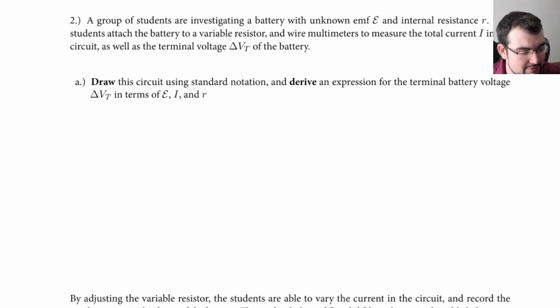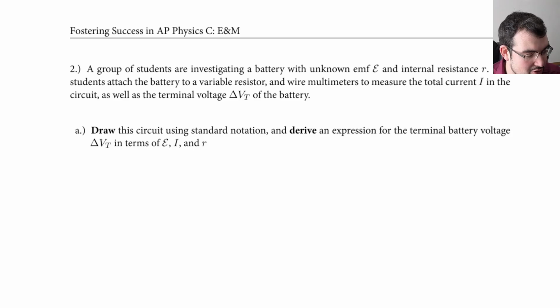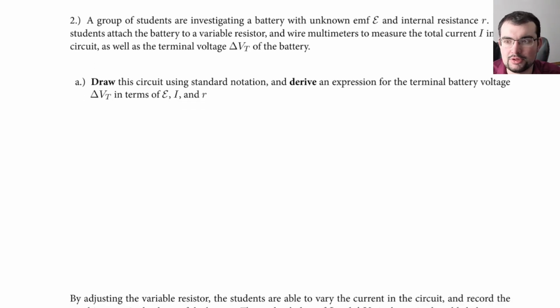A group of students are investigating a battery with unknown EMF, epsilon, and internal resistance little r. They attach the battery to a variable resistor and wire in multimeters to measure the total current I in the circuit, as well as the terminal voltage of the battery. Now, why these students don't just probe the battery with nothing attached to get the EMF is beyond me. I know I wrote this, so I made it contrived because you'll see something cool with the best fit line.